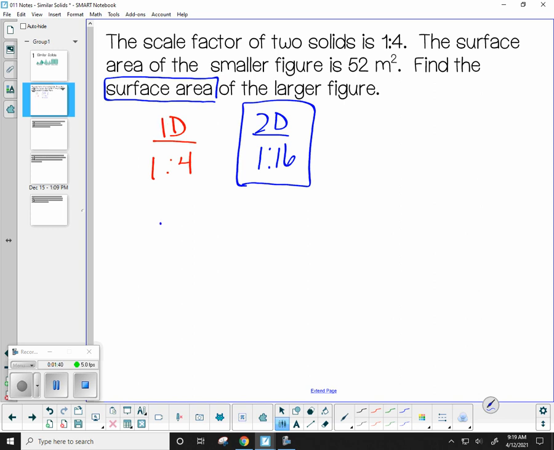Okay, so 1 over 16 is one of my fractions in my proportion. My other fraction is going to come from the actual surface area. So it says the surface area of the smaller figure is 52 square meters. Okay, so this is where sometimes you have to use a little logic. Which number is going to be smaller, the top or the bottom? Top. So this is going to have to be 52. I'm solving for the surface area of the larger.